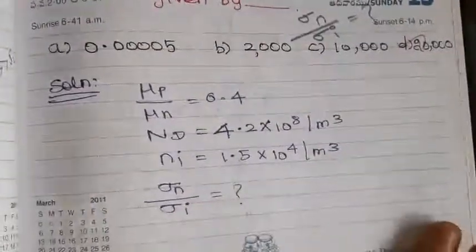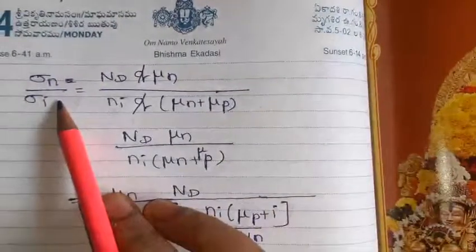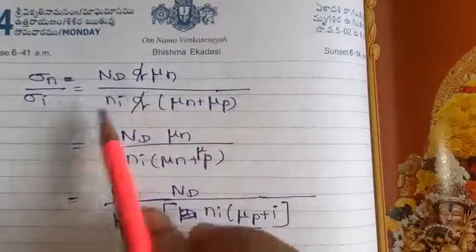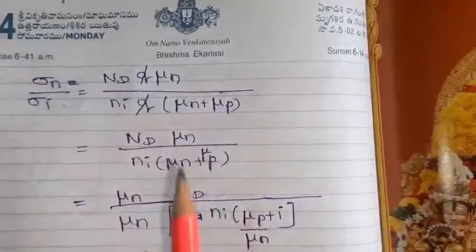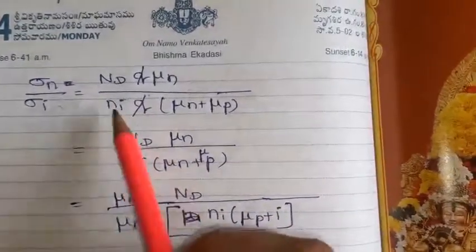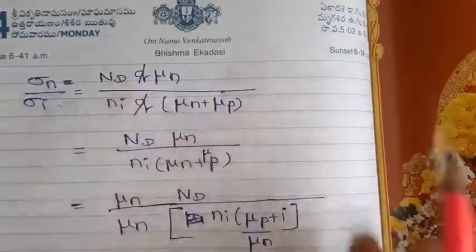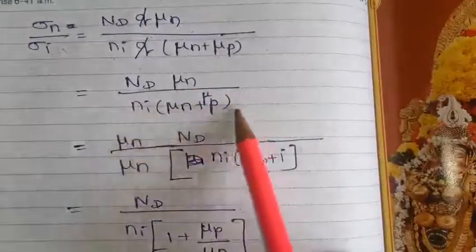Okay, we'll see. So first, what is sigma n? The sigma n formula we know: Nd q mu n. Sigma I is nothing but, since it is intrinsic, it includes both n-type as well as p-type. So ni q into (mu n plus mu p). So q and q get cancelled. The remaining is Nd mu n divided by ni (mu n plus mu p).